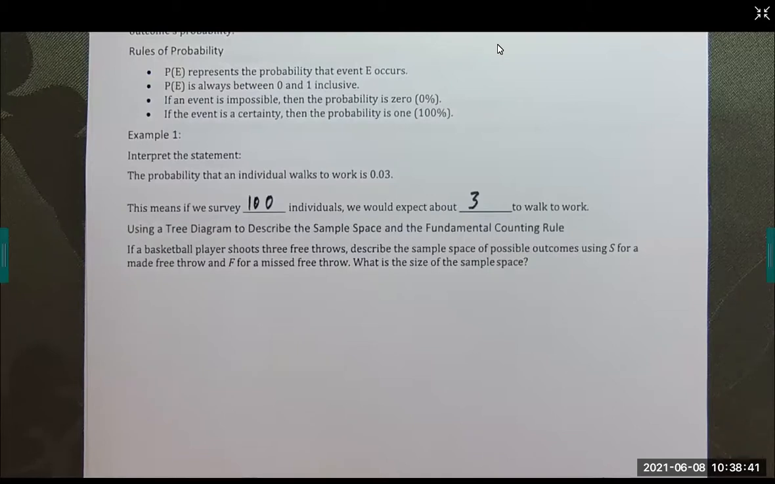We're now going to introduce something called a tree diagram. Using a tree diagram to describe the sample space and the fundamental counting rule. So we're getting to the fundamental counting rule here in just a moment. So here we go. If a basketball player shoots 3 free throws, describe the sample space of possible outcomes using S for a made free throw and an F for a missed free throw. S meaning yes, F meaning failure. And then what is the size of the sample space?